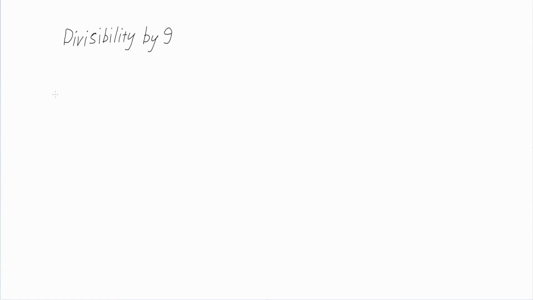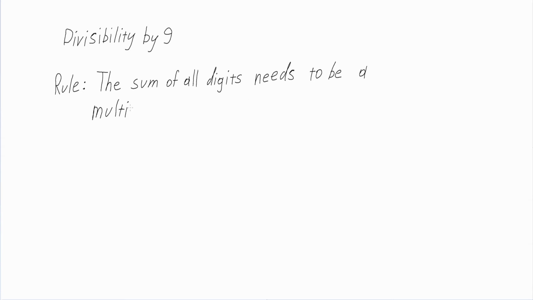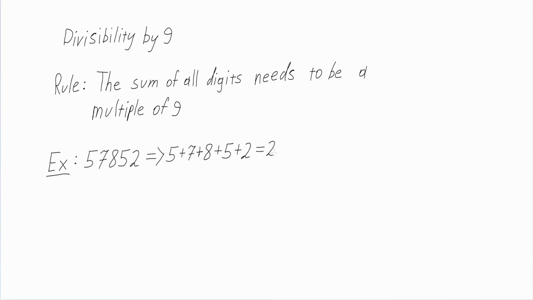Now let's talk about divisibility by 9. The rule for divisibility by 9 is the same as for 3, but the only difference is that the sum of all digits needs to be a multiple of 9. Let's look at an example. Here we have the number 57,852. The sum of all digits will give us 27. 27 is the product of 9 and 3, which means that 57,852 is divisible by 9.